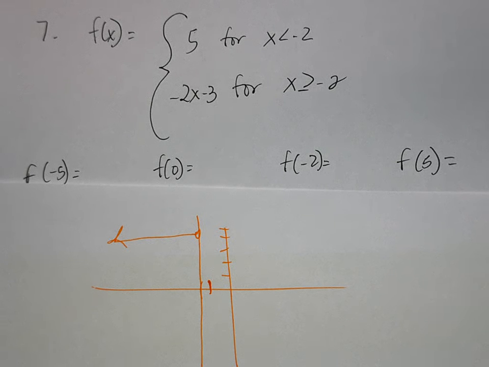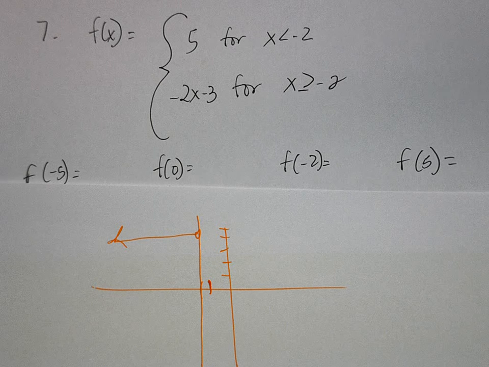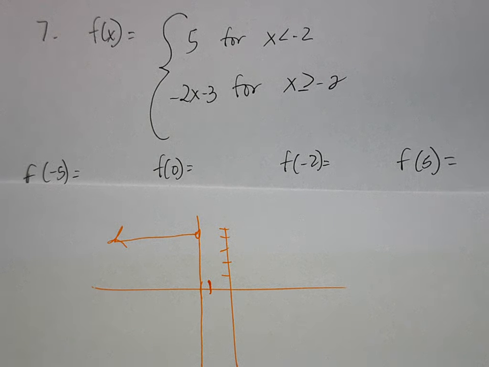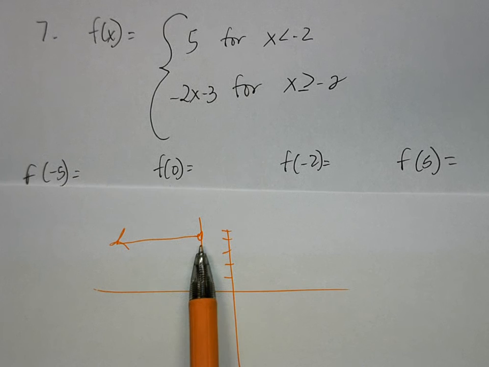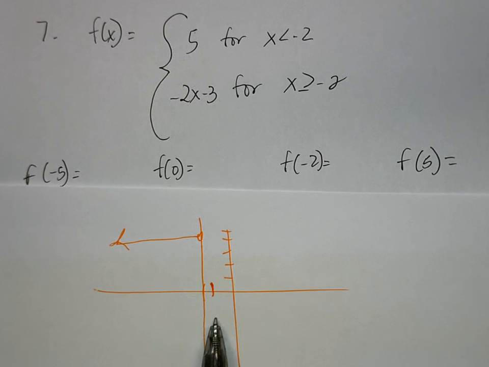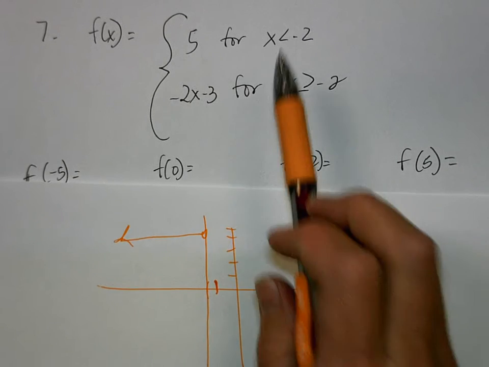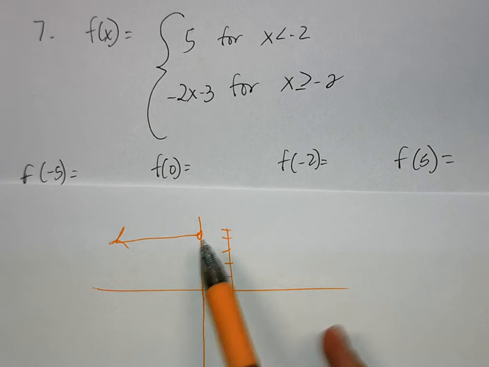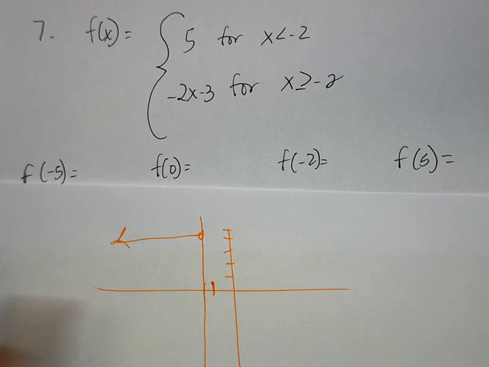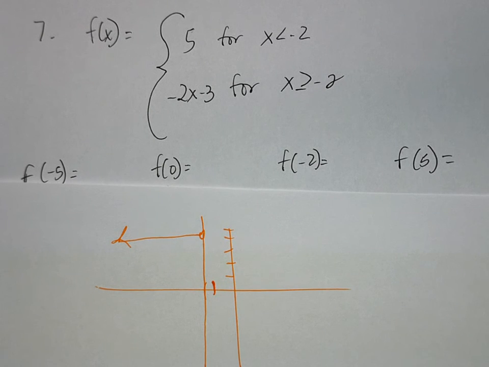Jacob. Why does it stop at 5? Yeah, I have an arrow. It's stopping at -2 on the x-axis because of this information. It says x is less than -2. So the line is at -2 and it's going to infinity to the left because it's all values that are less than -2.